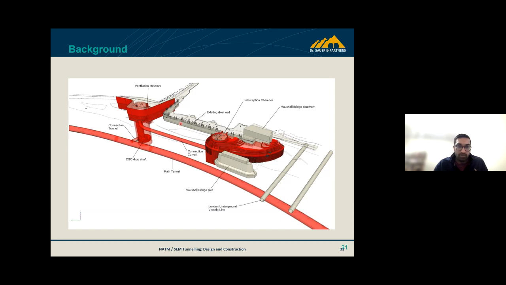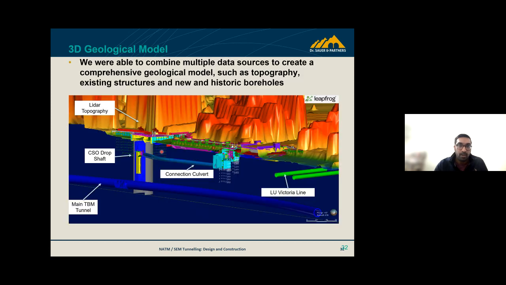This one had quite a few structures: an interception chamber, the tunnels, the connection culvert and the connection tunnel as well, all done in SEM. For this particular site, we made our own geological model because we had a lot of different geological and geotechnical information from different sources.